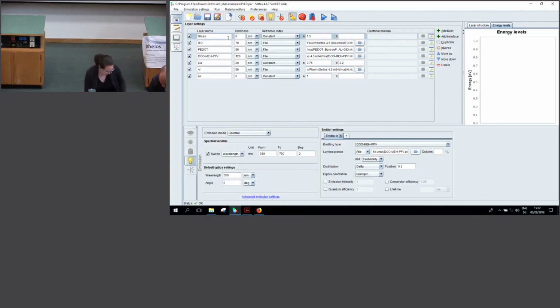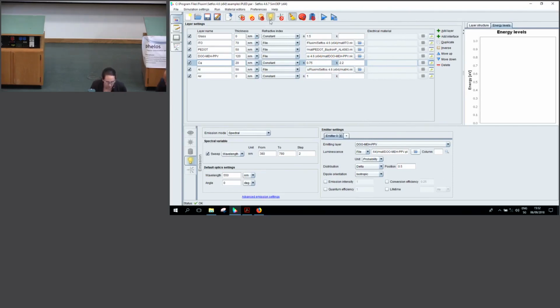So what we have in this example is a top glass layer. At the moment we don't have air, so what we would calculate is the emission spectrum into glass, and also the power and so on. And then we have ITO, PEDOT, MEH-PPV, calcium, aluminium, and then air.